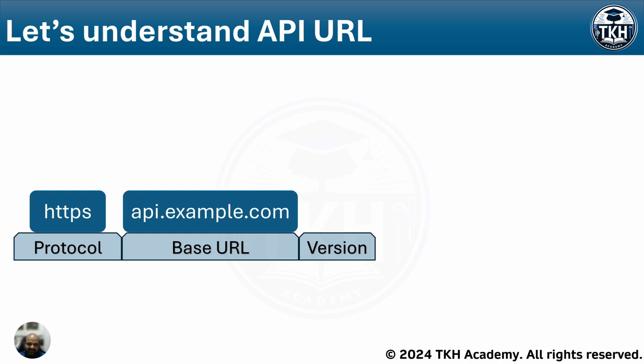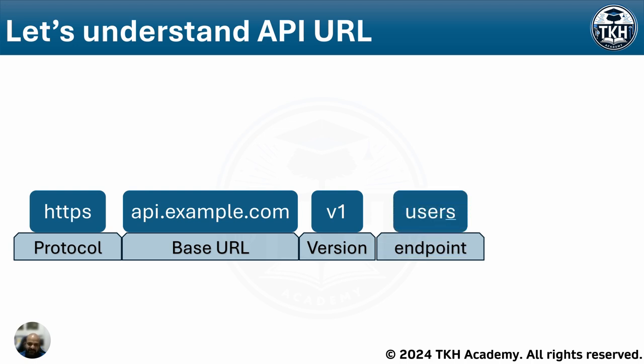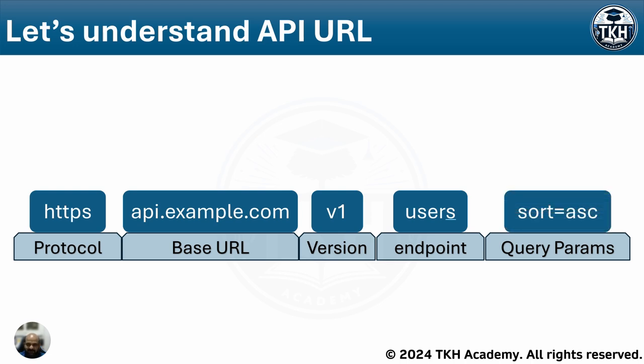This is something, which normally is followed by a lot of big companies. They will put the version, embed the version itself in the API URL itself, and after that they will give the endpoint, right? For example, users, and then you can have query params, and you can put different kind of functionalities here, sort equal to ascending, or the pagination kind of stuff.